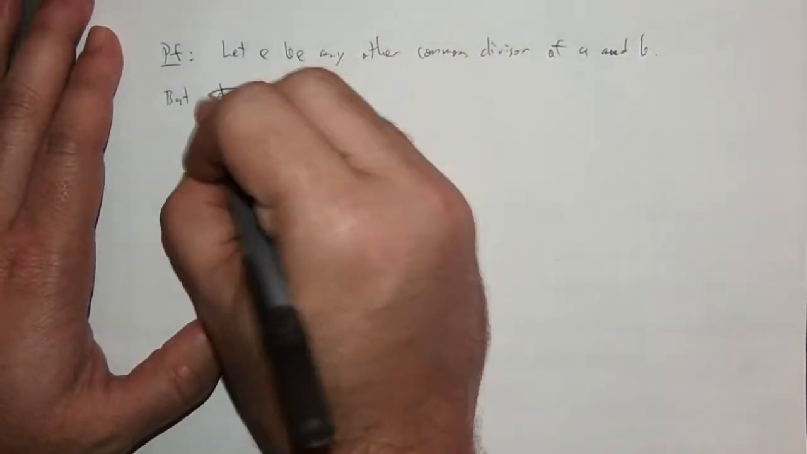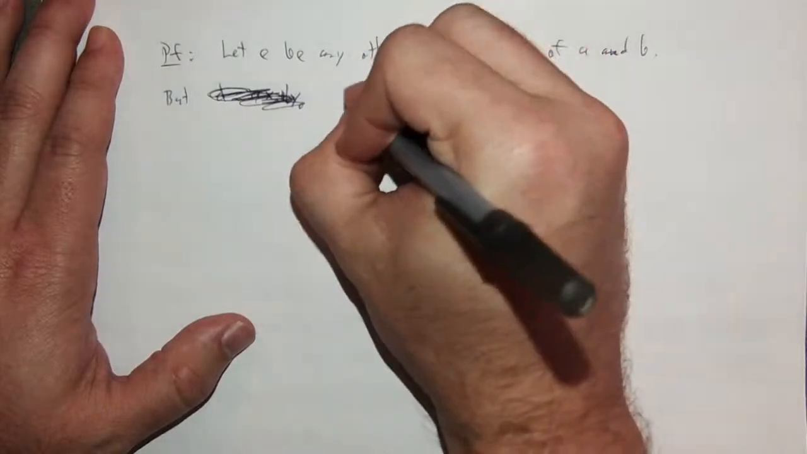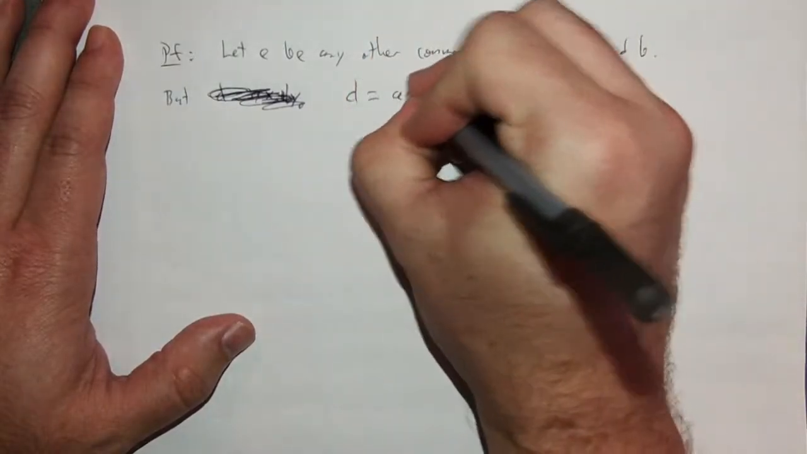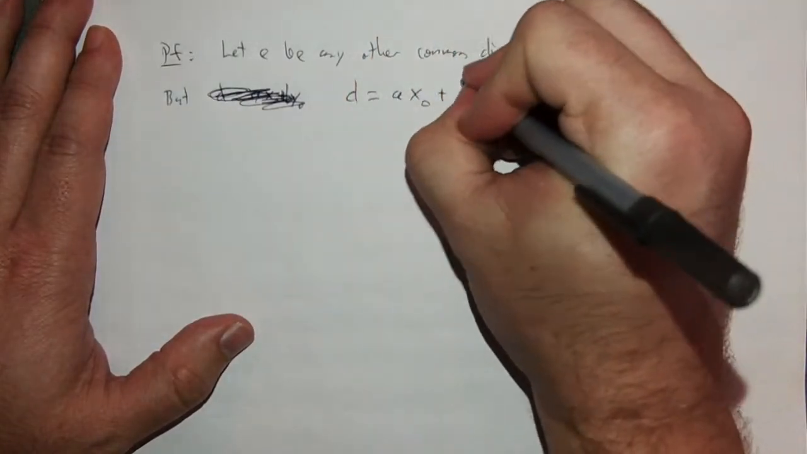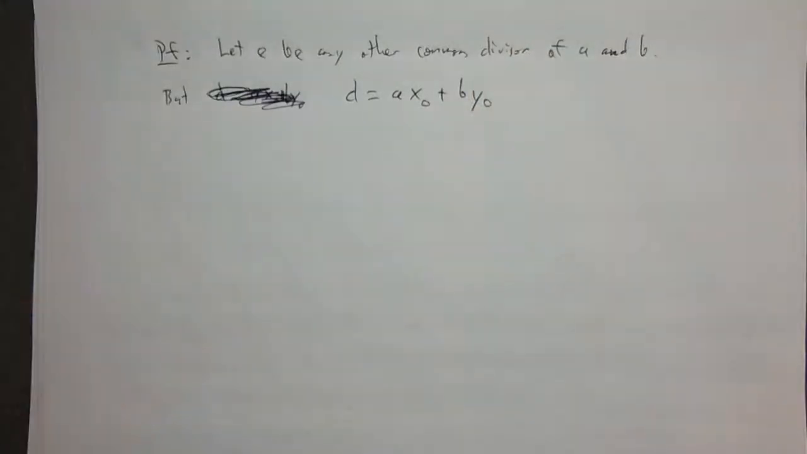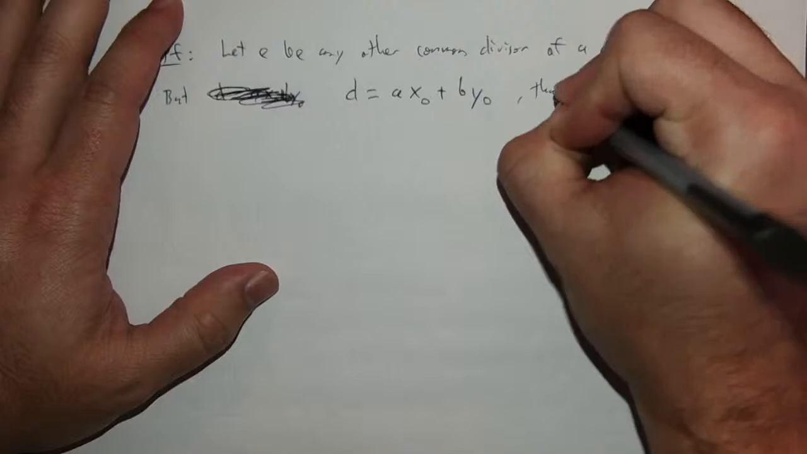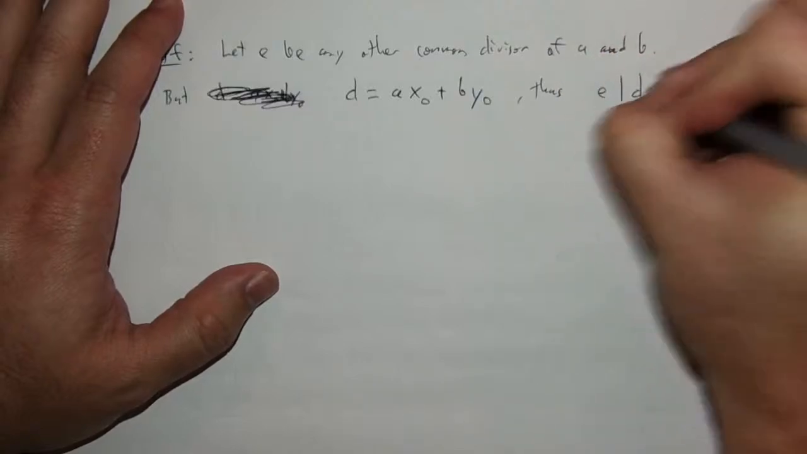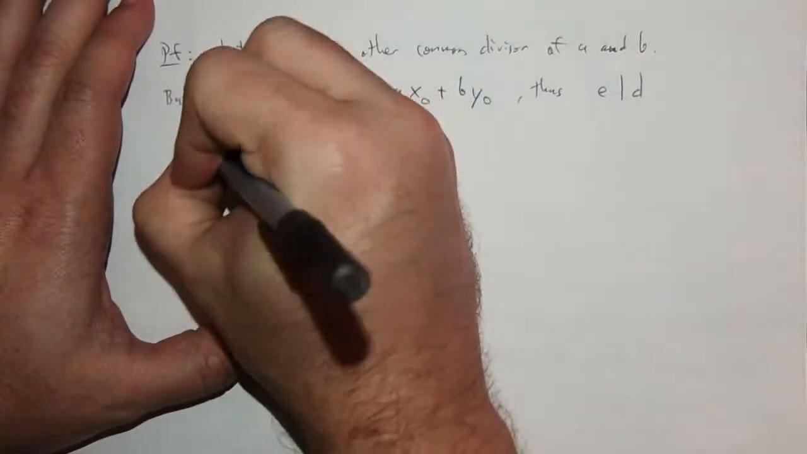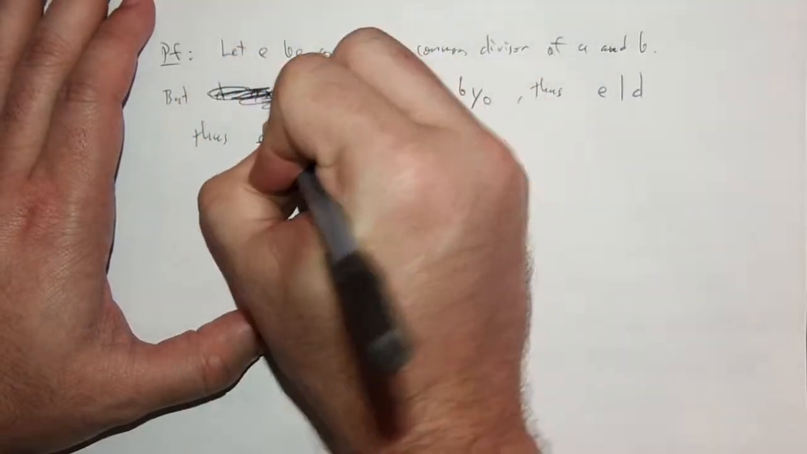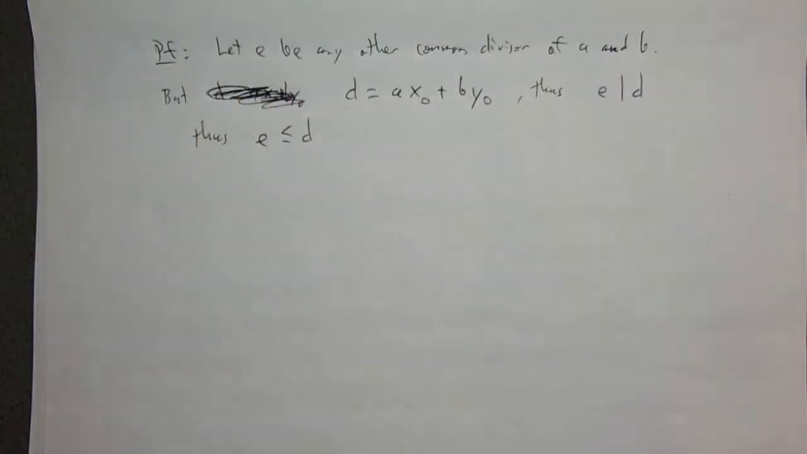Okay, it's kind of crowded, so let's rewrite that. Since D is an element of S, D can be written as a linear combination of A and B. Okay? Thus, E divides D. Thus, E is less than or equal to D.